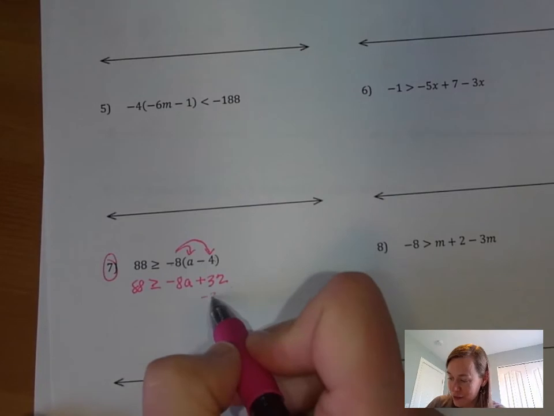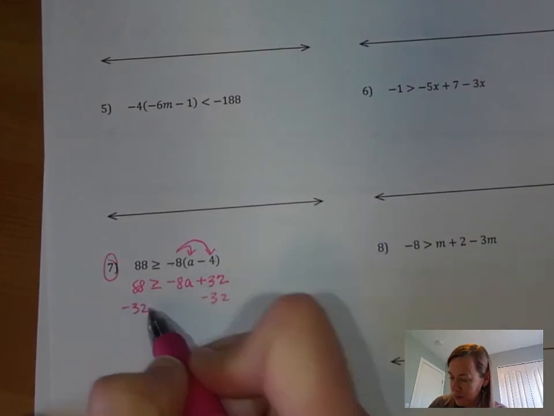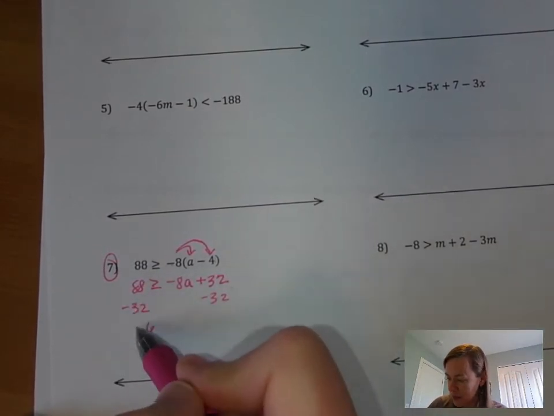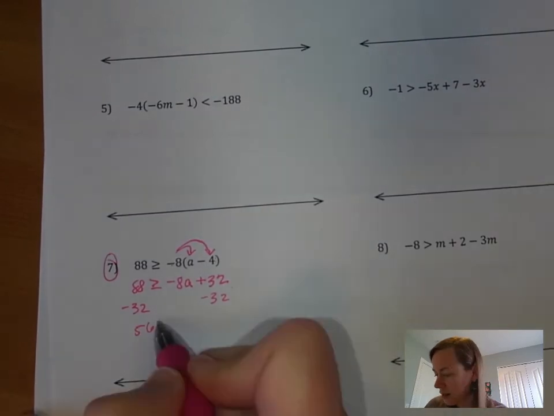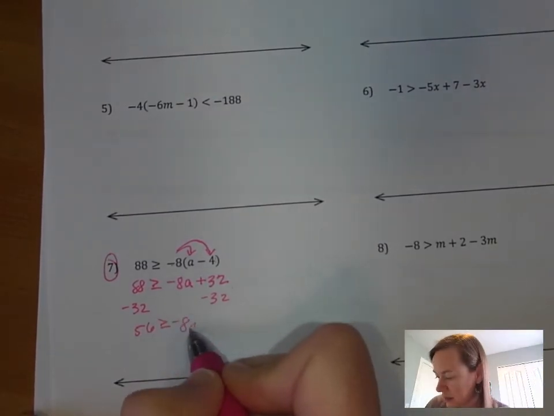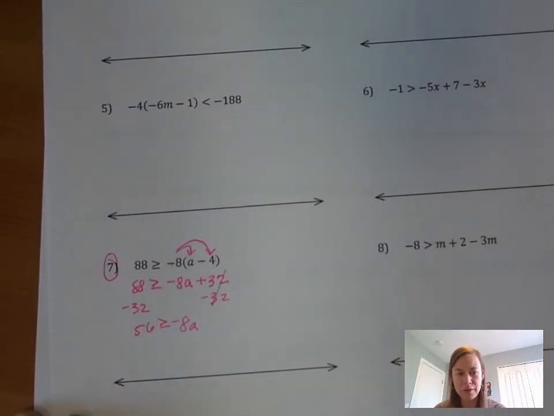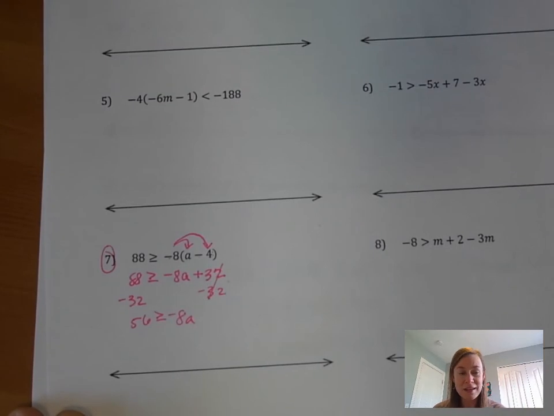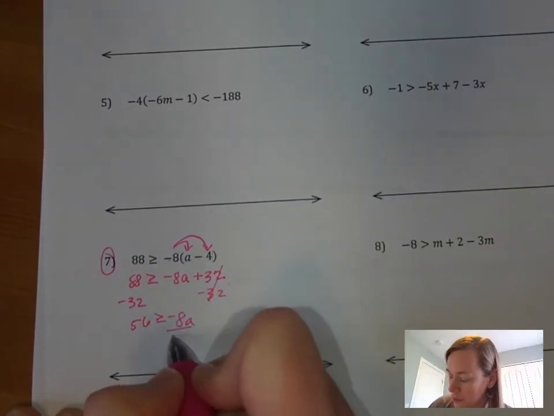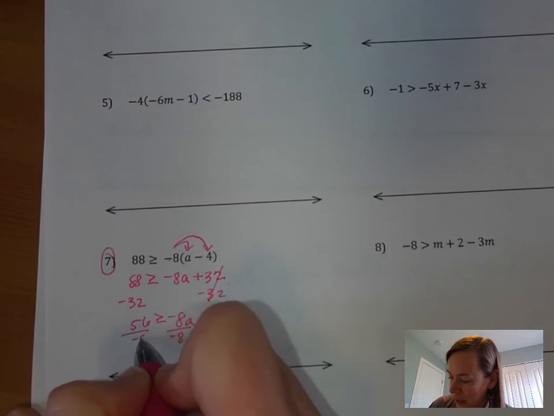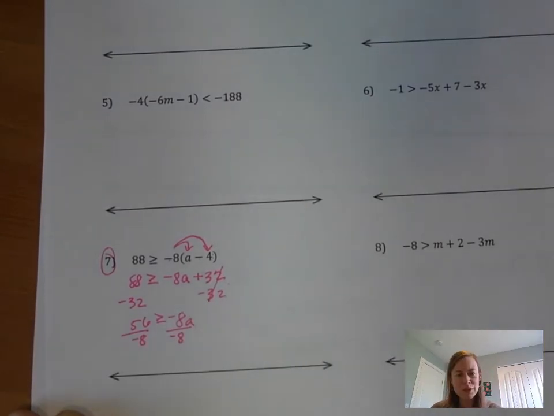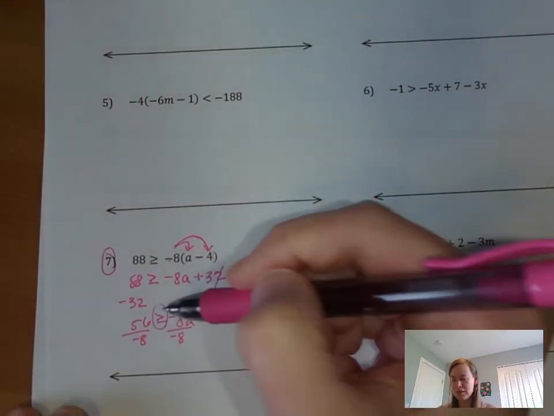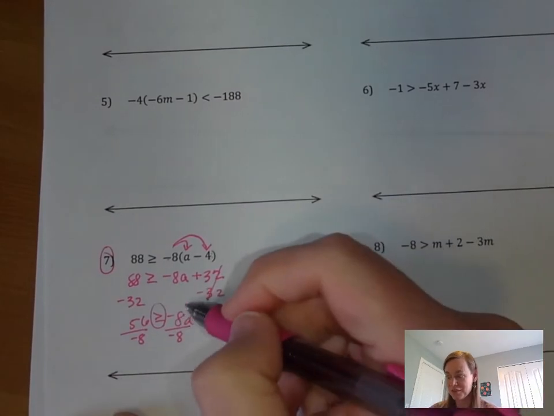Let's get rid of our 32 first. Let's see, 88 minus 32 is 56 there. Still got this and still got that, but that went away. Now we got to get rid of that negative 8 that's in front of the a. Right now it's multiplying, so we're going to get rid of it by dividing. And, ooh, we just divided by a negative number. So let's circle this as a nice reminder to ourselves to flip it.